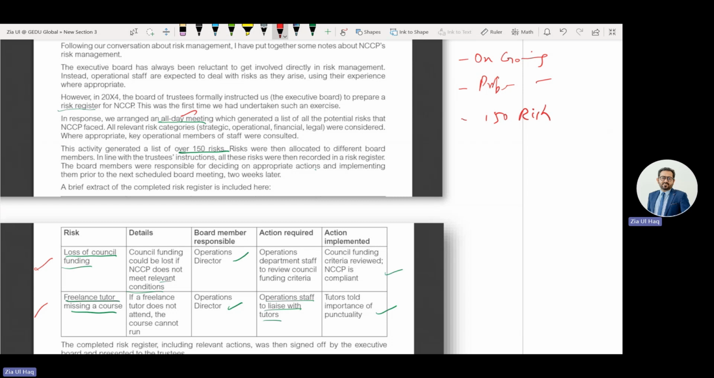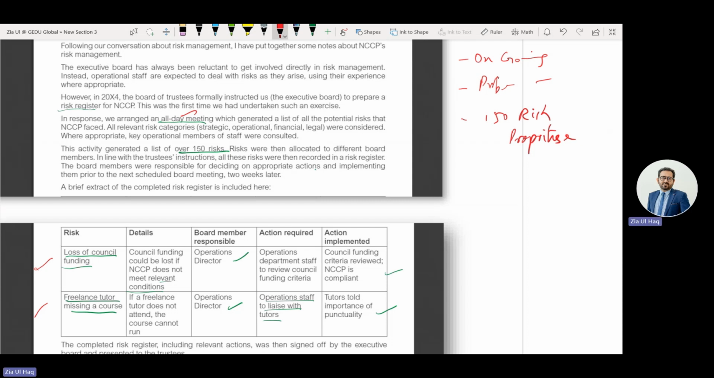If they try to manage all the risks, it will be a time-consuming exercise. What they need to do is prioritize risk. Some risks you can manage now, some you can leave for the future according to priority. You cannot manage all 150 risks at once because you need to perform your routine duties as well. So they need to prioritize risk by considering the impact of the risk.